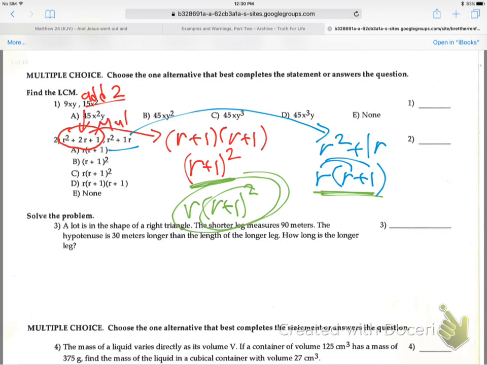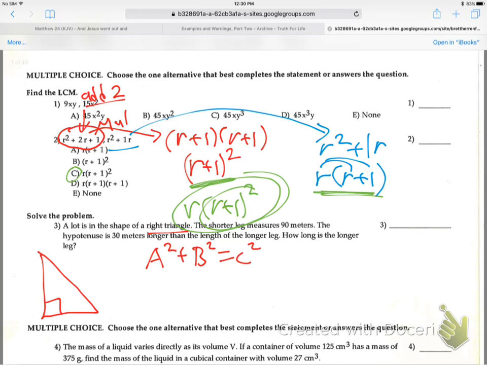Does that make sense? Answer C. Questions on that? Stop me if you want to talk about it. Otherwise, I'll just keep on moving. Number 3, right triangle. As soon as you read right triangle, you're thinking a squared plus b squared is c squared, right? Pythagorean theorem, anytime they say right triangle.